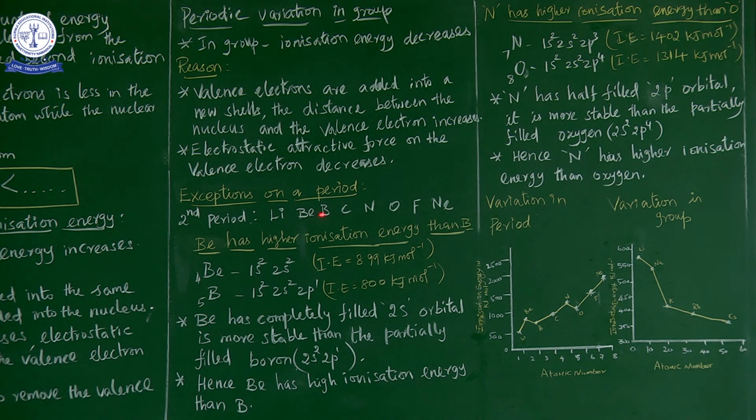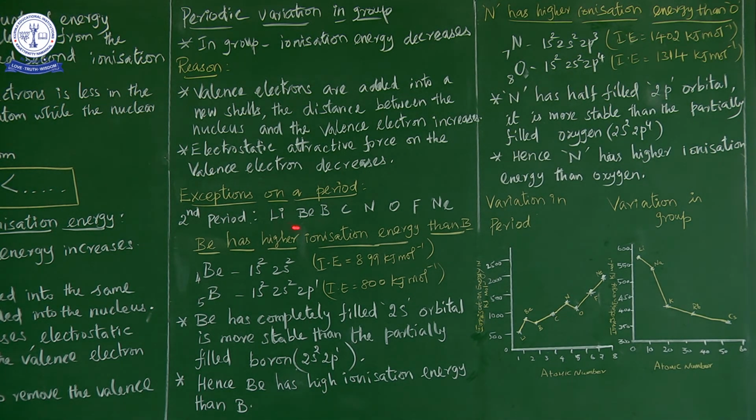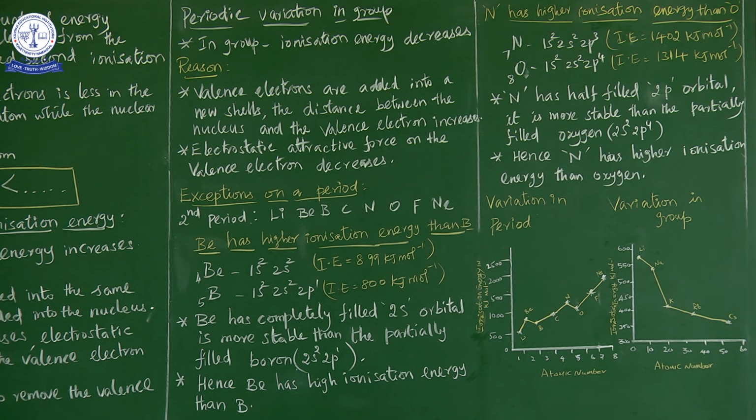Then beryllium to boron, boron has more ionization energy. Boron to carbon, carbon to nitrogen, nitrogen to oxygen, fluorine and neon. We expect the ionization energy to increase from left to right. Lithium to neon, ionization energy increases. But some exceptions are present. We have two exceptions in the second period.